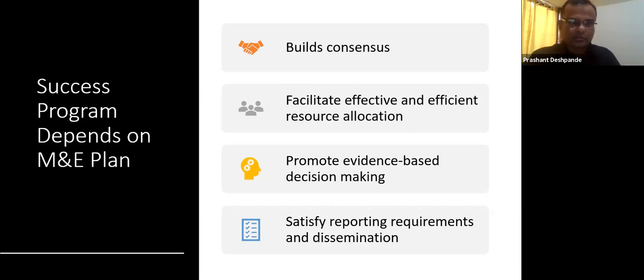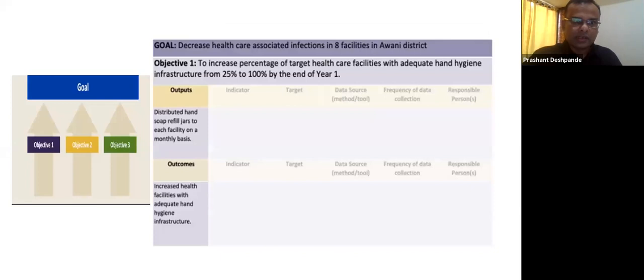So this particular M&E plan has the advantages as said previously. And I just want to show this slide, because under goal we have certain objectives.